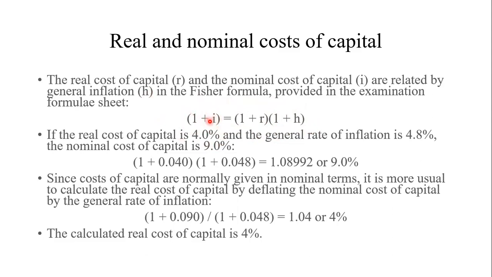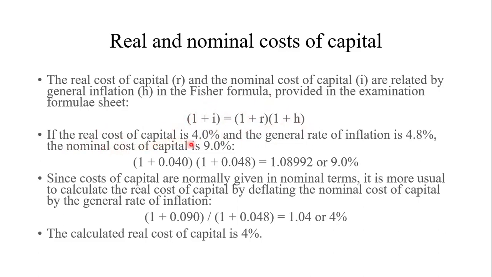So thus, i is the nominal cost of capital. r is the real cost of capital, and h is the general inflation, which we spoke about already. So 1 plus general inflation multiplied by 1 plus real cost of capital gives you 1 plus the nominal cost of capital. Now, let's see how this works out, given a very simple example.